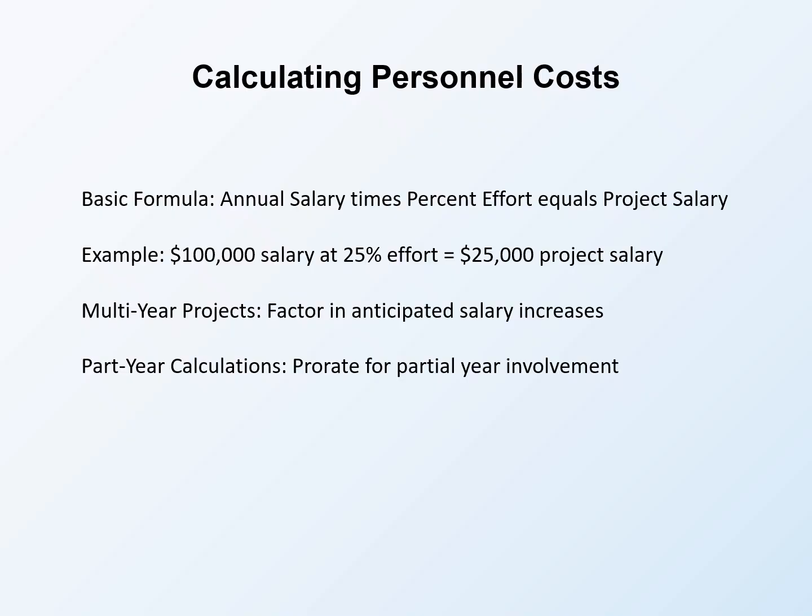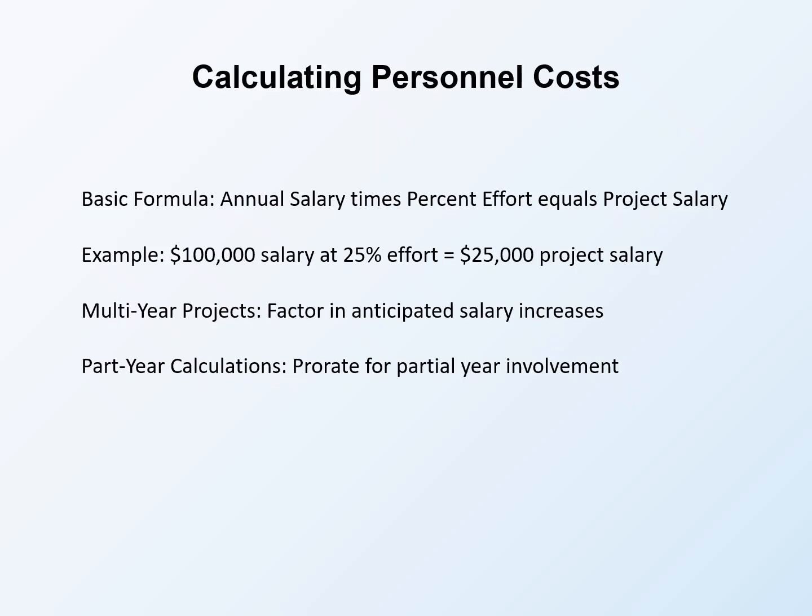For a concrete example, consider a researcher earning $100,000 per year who will commit 25% effort to your 3-year grant. Year 1 project salary is 100,000 times 0.25, which equals $25,000. For multi-year projects, factor in anticipated salary increases. Most organizations provide annual merit increases, cost of living adjustments, or promotions. If you expect 3% annual increases, Year 2 salary would be $103,000 and the project charge would be $25,750. Building in reasonable salary escalation demonstrates realistic budgeting.